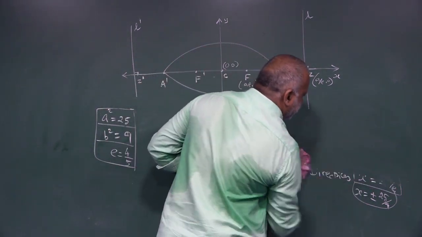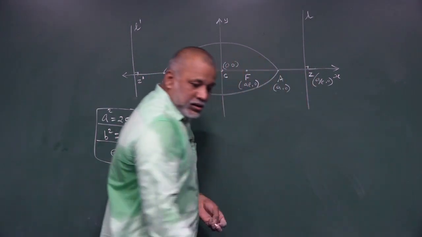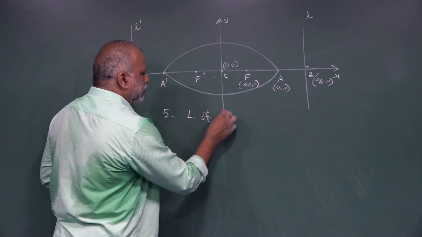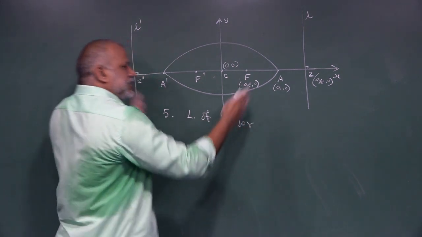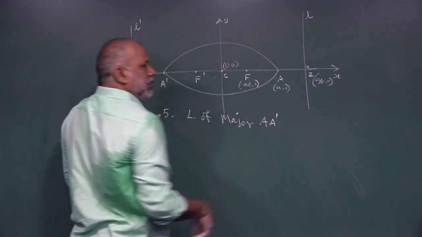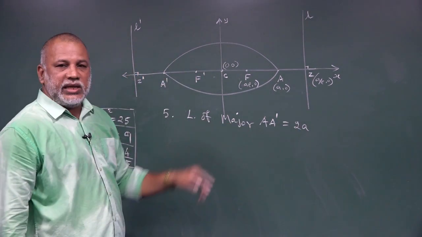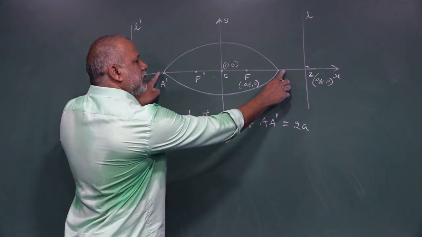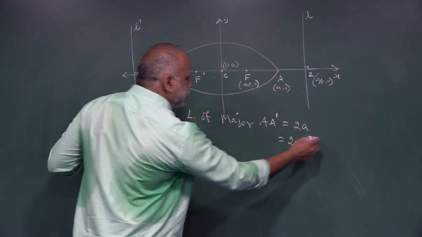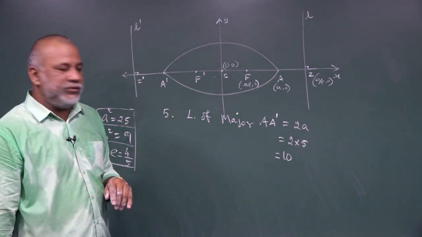See, length of the major. What is the length of the major axis? Already we worked on your theoretical concept, result number 5: length of major axis. Here, see, this is the major portion, so A to A dash. A A dash is the length of the major. The value is 2A, that is 2A, already we worked out. So 2 times 5. That means the length of major is 10.